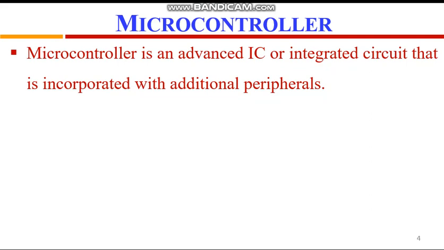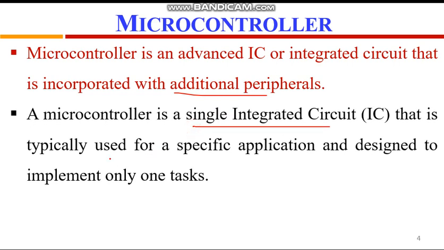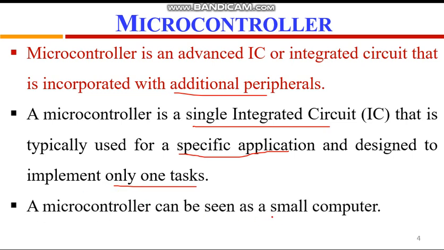So it is an advanced IC that is incorporated with additional peripherals. It is a single IC that is typically used for specific applications and designed to implement only one task. So you can say that it is a small computer. The example is our washing machine, or we can say a microwave oven. They are designed for only one task. So in this we are using a microcontroller.